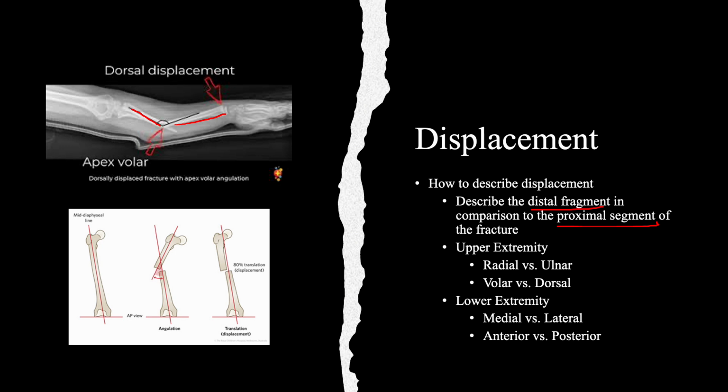The apex of the fracture may be facing volar, so the apex is here. However, if you're talking about displacement, it's dorsally displaced because the distal fragment of the fracture is actually displaced dorsally. So do you see how it can get very confusing based on how you're speaking? The apex is volar, however, there's dorsal displacement. It's very important that you describe that distal fragment relative to the proximal segment of the fracture.